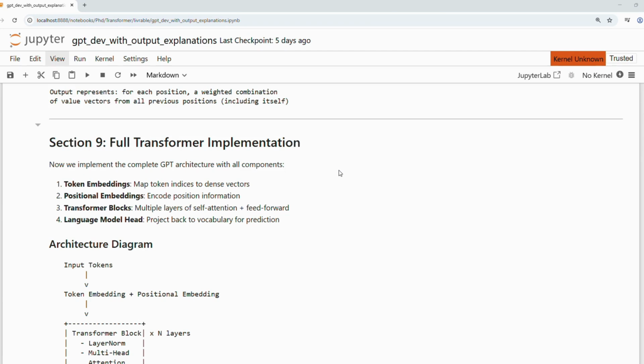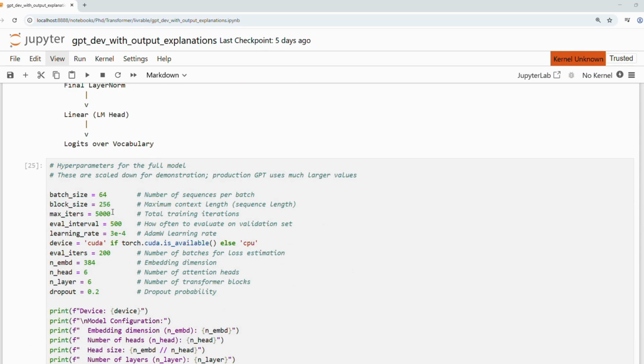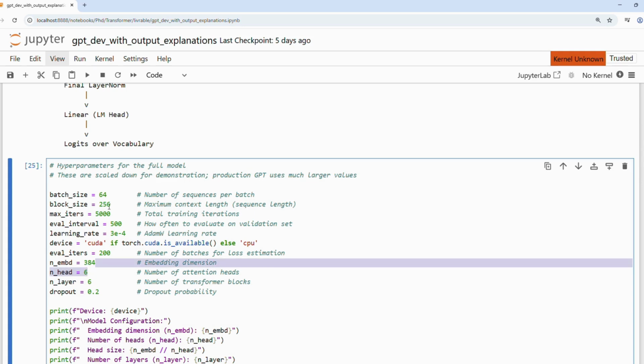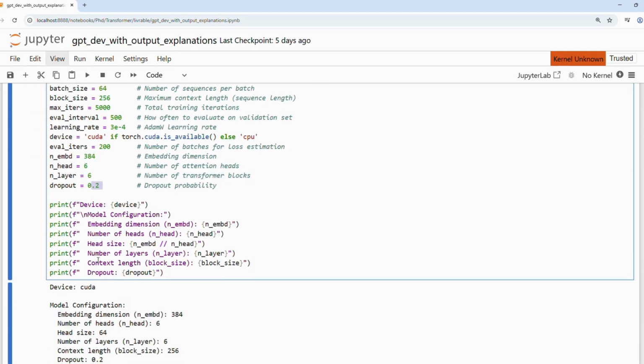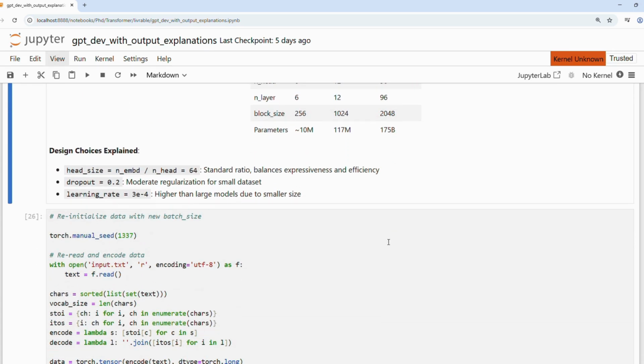Now we assemble all the components into a complete GPT architecture. Let me first walk through the hyperparameters. We use an embedding dimension of 384, 6 attention heads, 6 transformer layers, a context window of 256 tokens, and a dropout rate of 0.2. For comparison, GPT-2 Small uses 768 dimensions, 12 heads, and 12 layers. GPT-3 uses 12,288 dimensions, 96 heads, and 96 layers. So our model is deliberately small, a pedagogical model, but it has all the same architectural components.